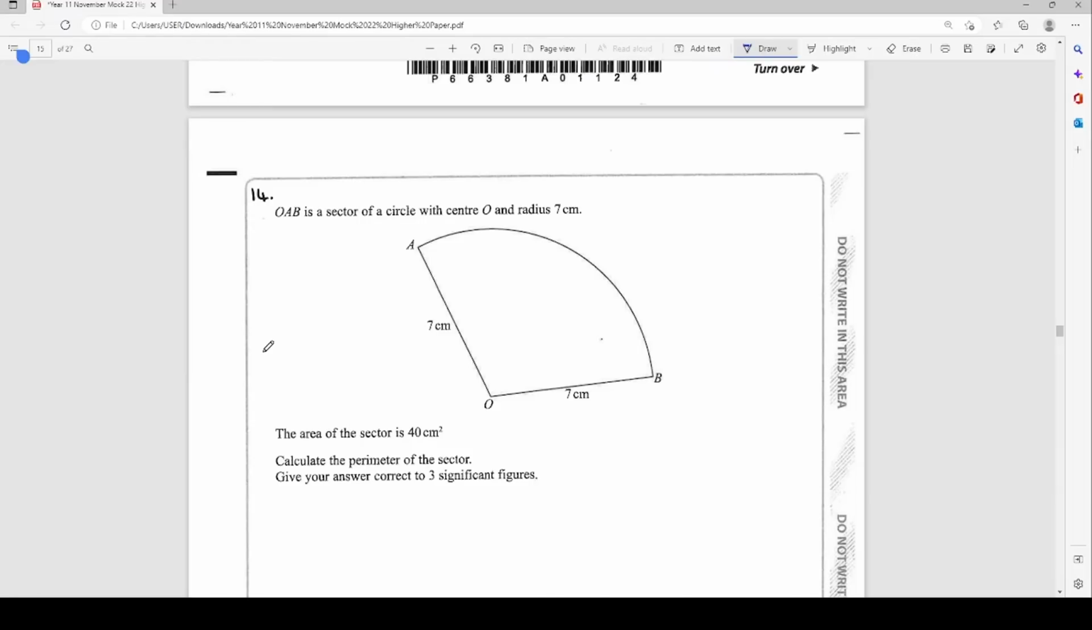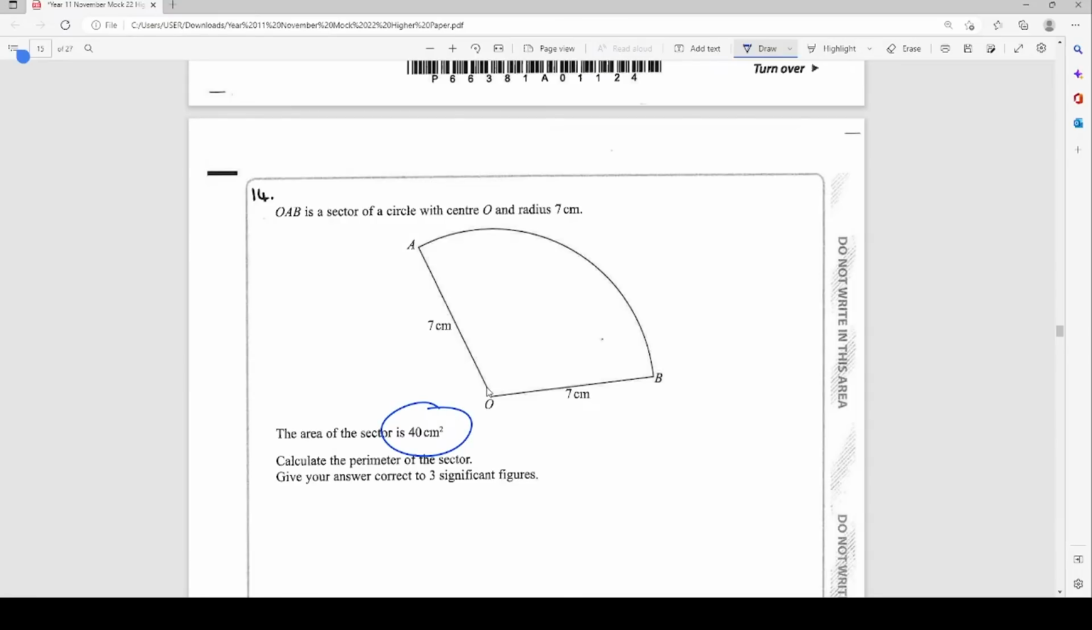Question number 14. OAB is a sector with center O and radius 7 centimeter. The area of the sector is given to us, which is 40 centimeter square. Calculate the perimeter of the sector. Now, whenever a perimeter question comes into place, you see what you are doing.